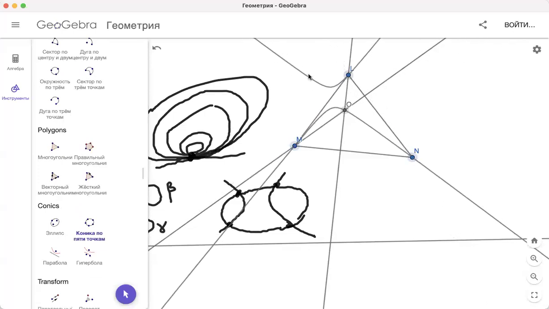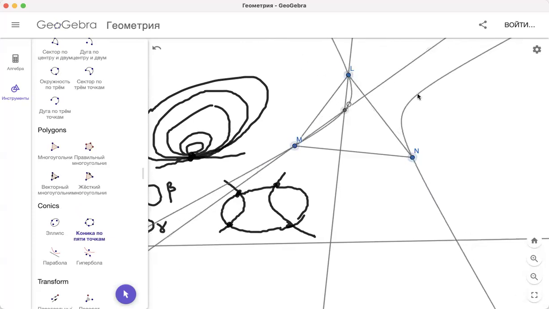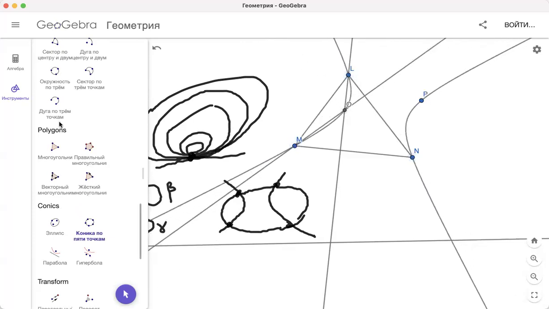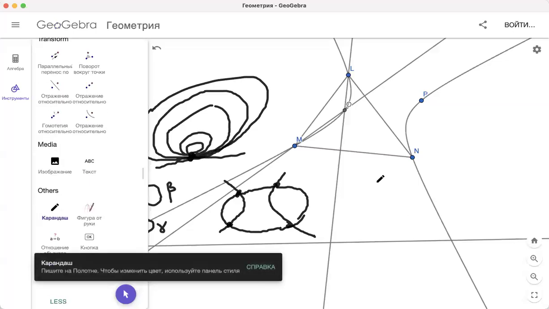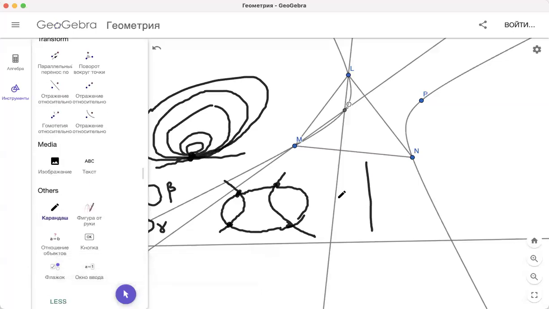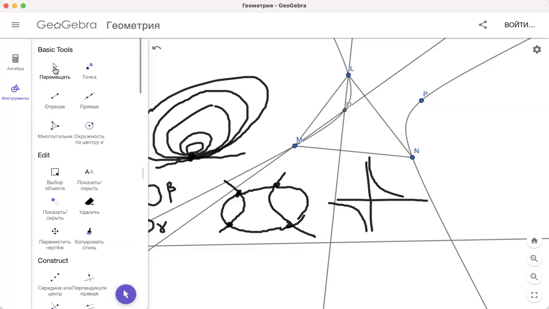All these conics are equilateral hyperbolas. So it means that their asymptotes are perpendicular. Beautiful.